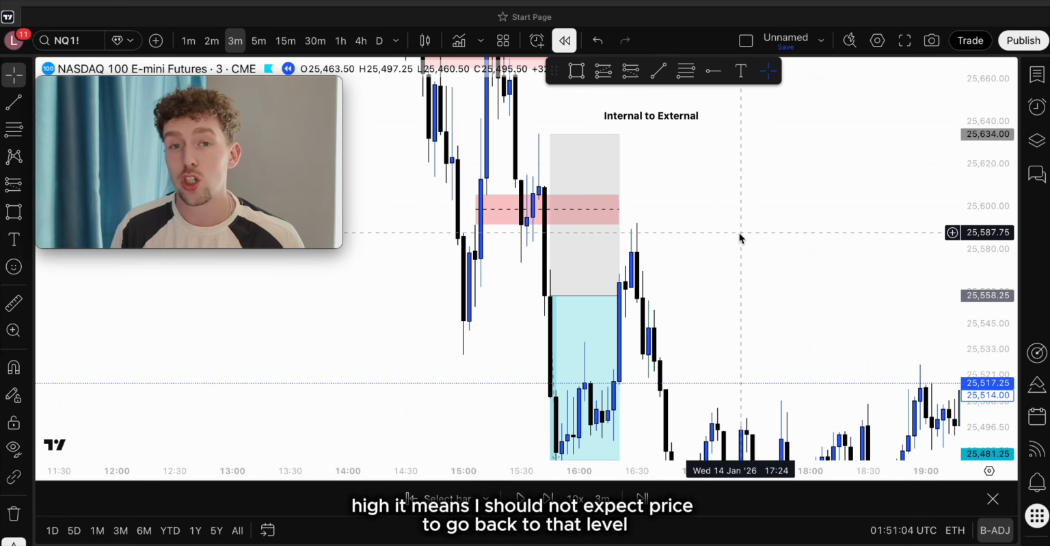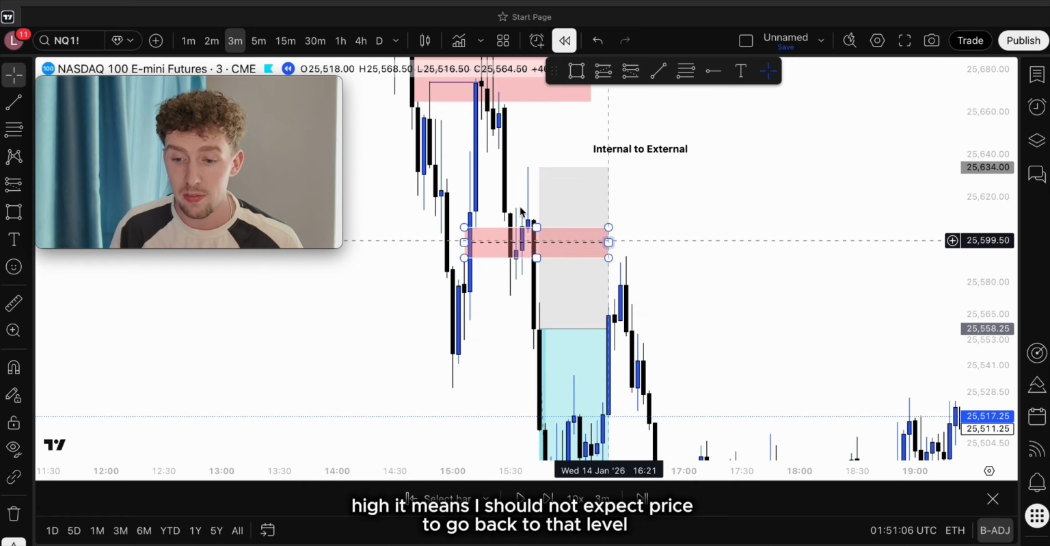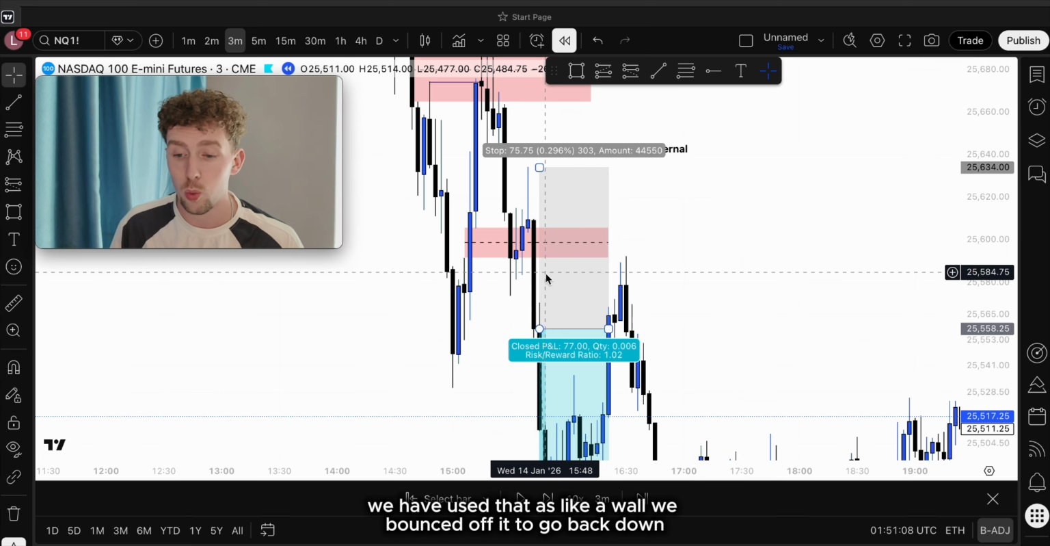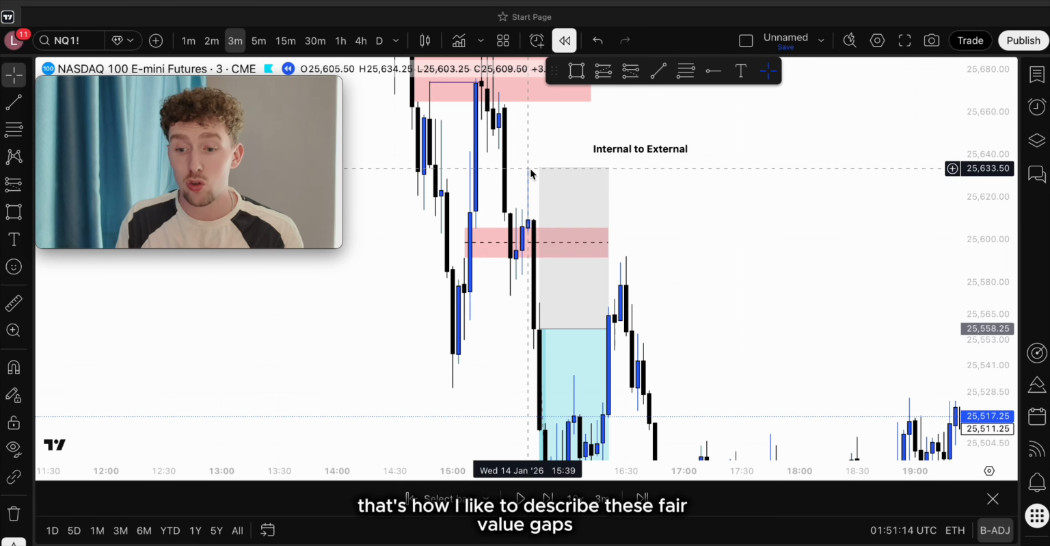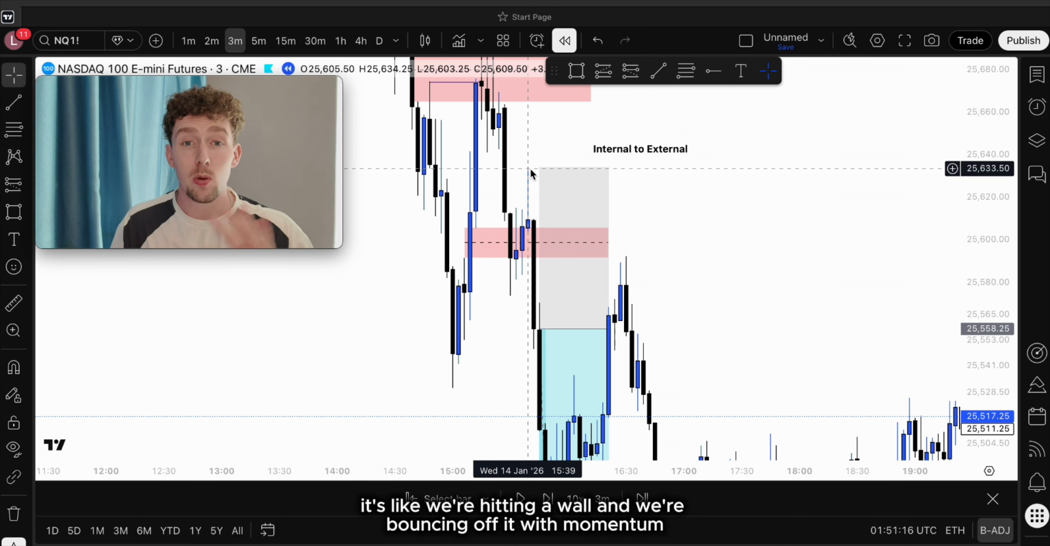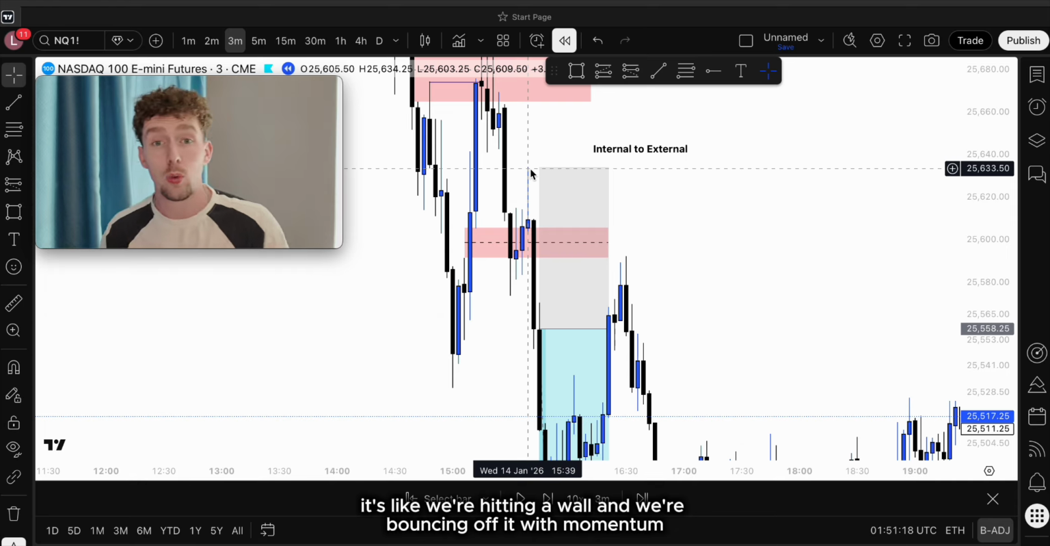It means I should not expect price to go back to that level as it's pushed us down. We have used that as like a wall. We bounced off it to go back down. That's how I like to describe these fair value gaps. It's like we're hitting a wall and we're bouncing off it with momentum.